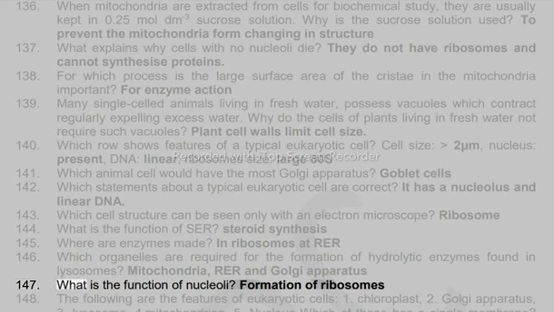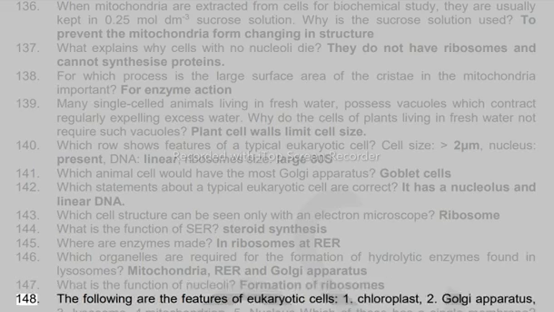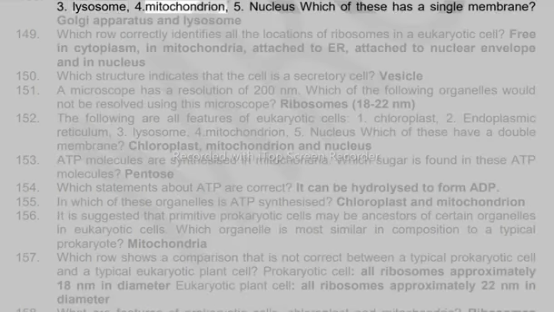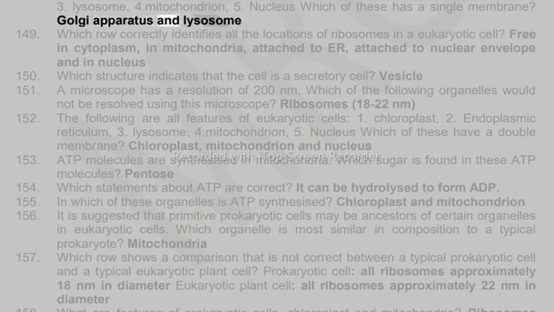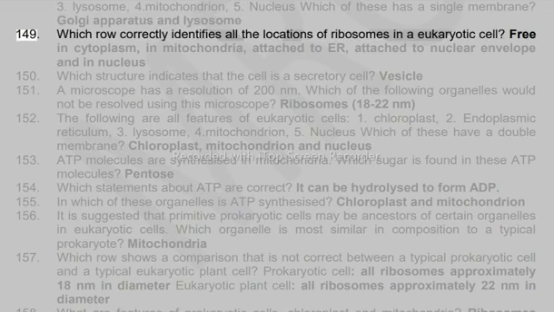147. What is the function of nucleoli? Formation of ribosomes. 148. The following are features of eukaryotic cells: 1. Chloroplast, 2. Golgi apparatus, 3. Lysosome, 4. Mitochondrion, 5. Nucleus. Which of these has a single membrane? Golgi apparatus and lysosome.